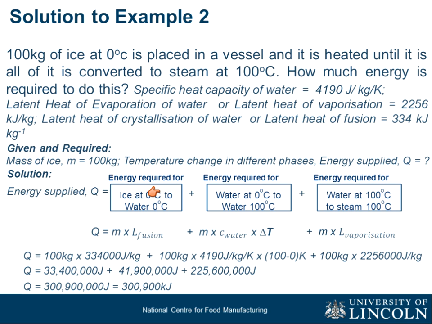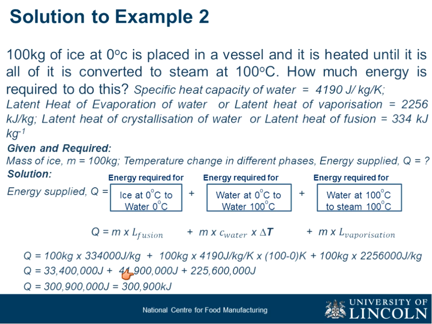For example, it might be very easy for us to miss out the latent heat changes. Here, it's not very easy to miss these changes, but they are very, very vital. Look at the latent heat of fusion here. Very high amount of energy. And the latent heat of vaporization, 2.256 million, is a very high amount of energy compared to 41.